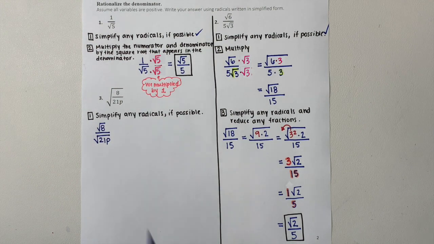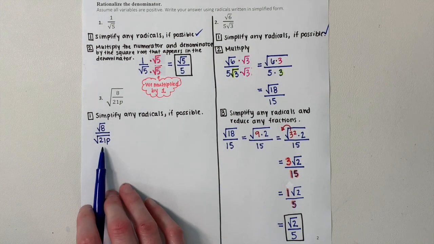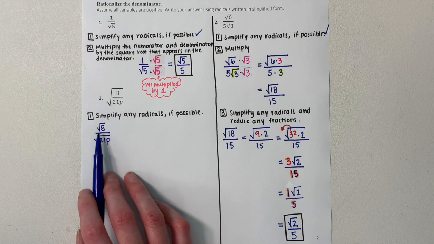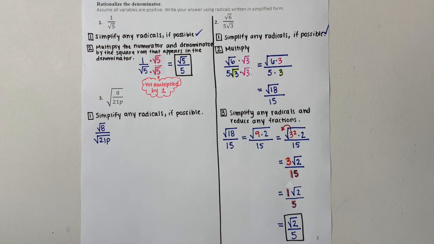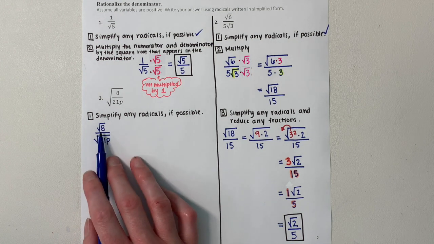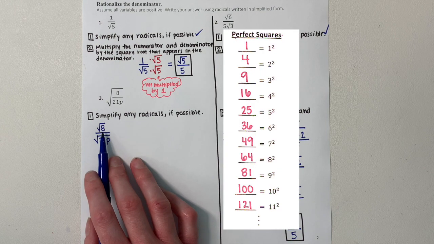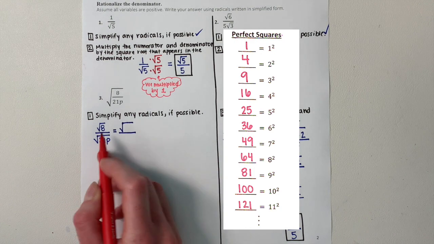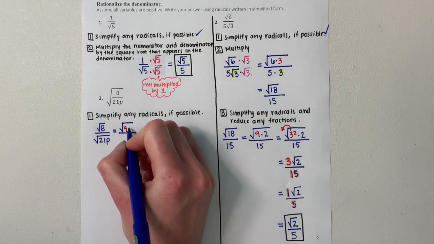Now we can see that we do in fact have a radical in the denominator, and it'll also be easier to simplify these radicals because we can just focus on the radical in the numerator and focus on the radical in the denominator. To start, the square root of 8 can be simplified. 8 is not a perfect square, so we need to find the largest perfect square that multiplies evenly into 8, and that would be 4. So let's rewrite 8 as 4 times 2.